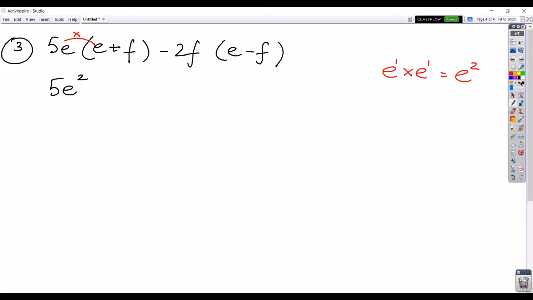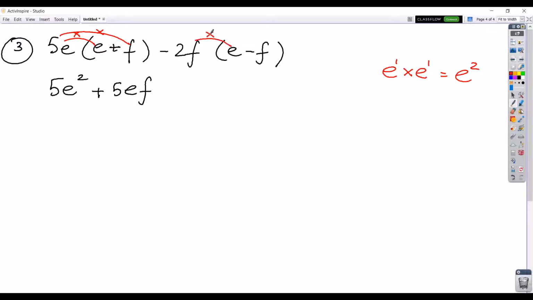As I said, we follow the same sign as what we have inside the bracket. And now we'll be multiplying 5e with the next term written inside the bracket. So now we have 5e outside the bracket and f inside the bracket. When we multiply them together, we'll come out with 5ef. This is the expansion of the first bracket. We can see that we have got the next bracket as well.